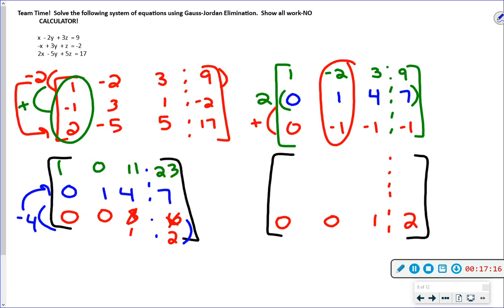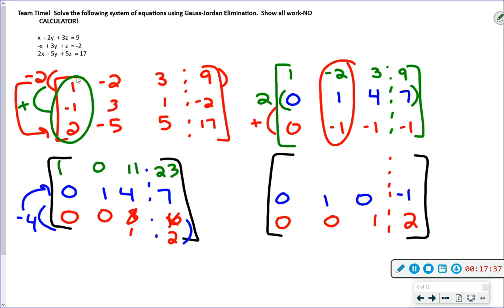Negative 4 times 0, 0 plus 0. Negative 4 times 0, 0 plus 1. You got it. Negative 4 times 1, negative 4 plus 4. Negative 4 times 2, negative 8 plus 7. Y is negative 1. All right, let's do our last row, the green numbers.